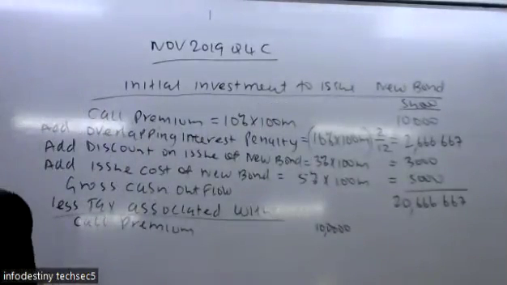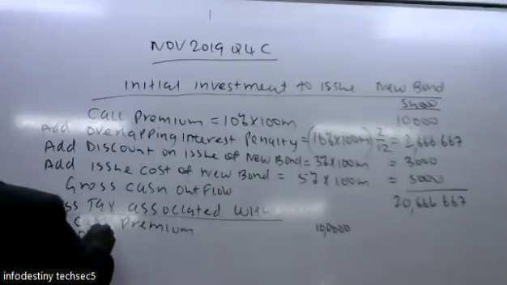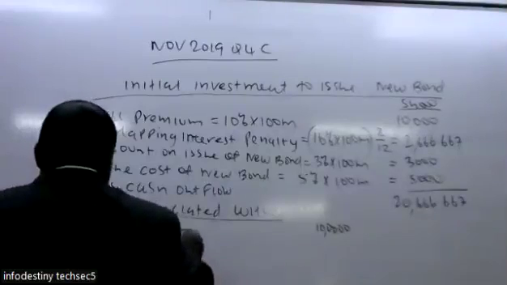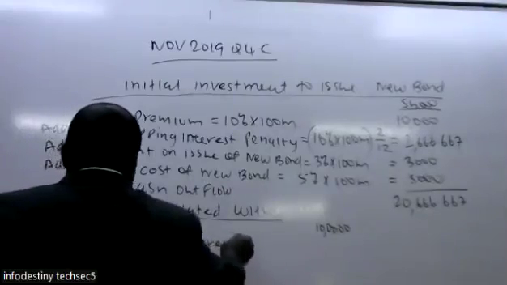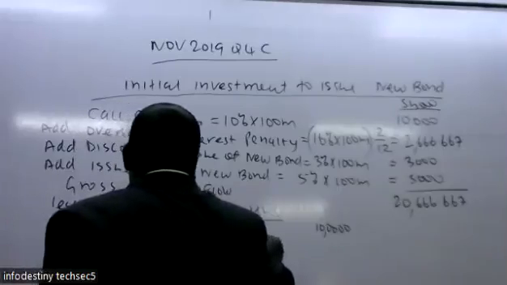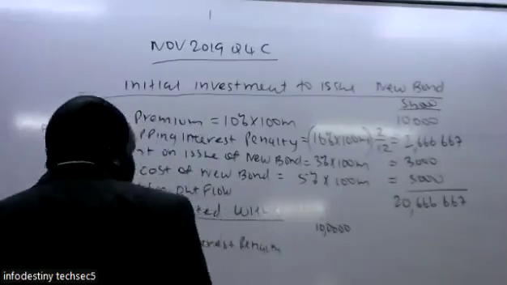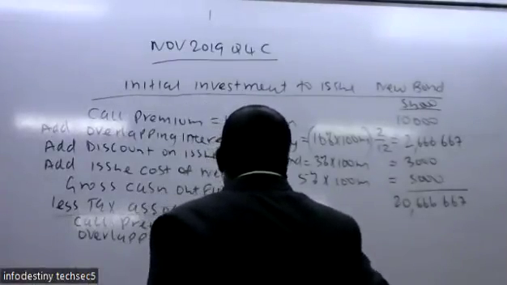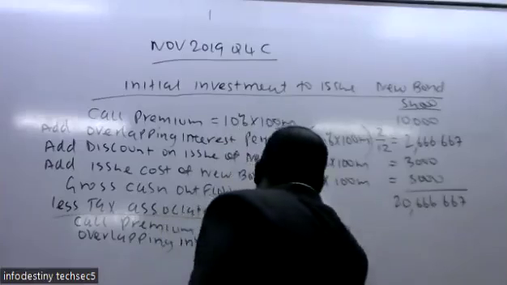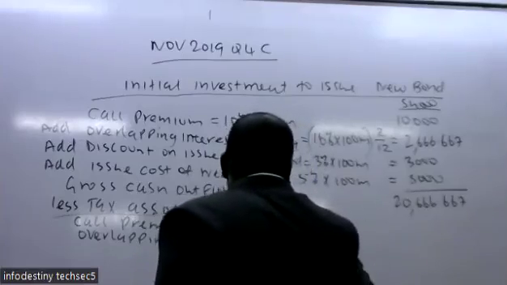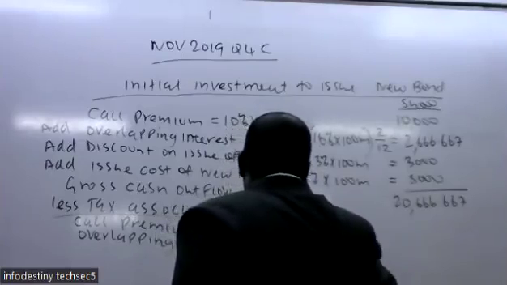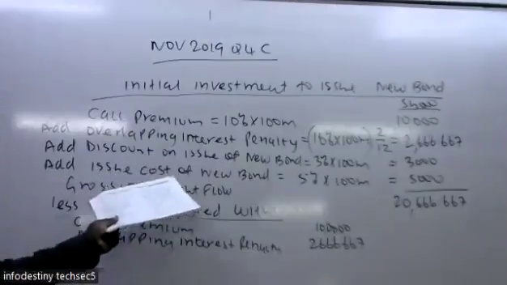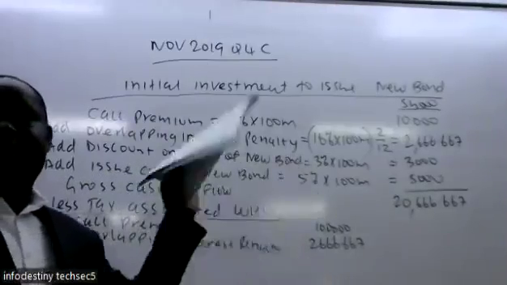The other item should be the overlapping interest penalty. So this one will be 266. Then 667.